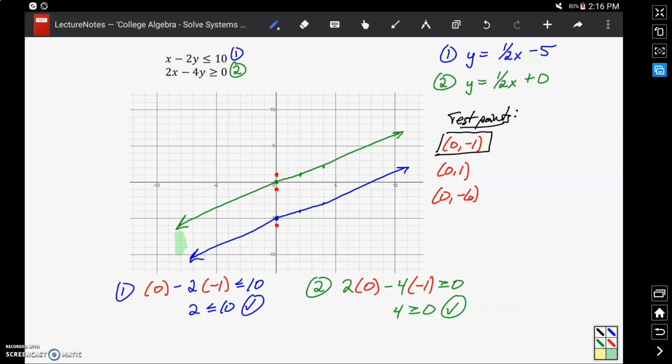So what we would want to shade would be that region bounded between these two parallel lines. Points above the second line or below the first line would only satisfy one of the two inequalities.